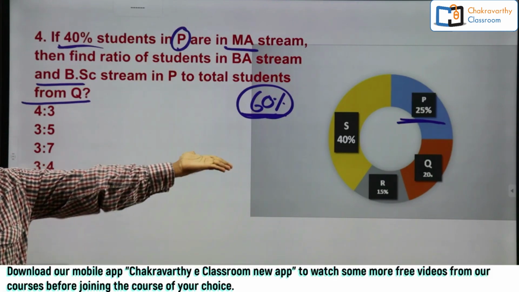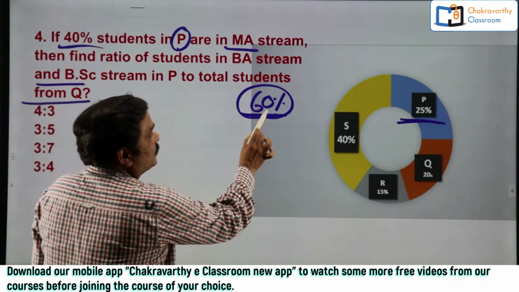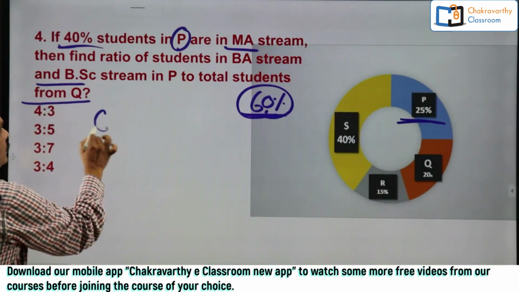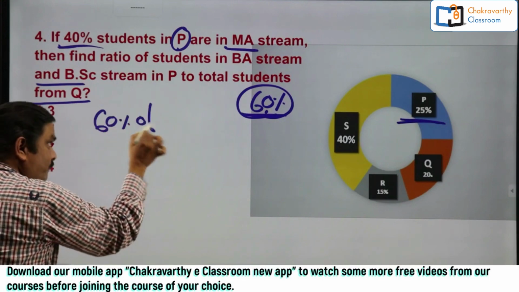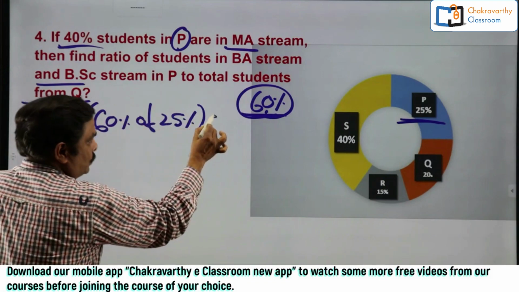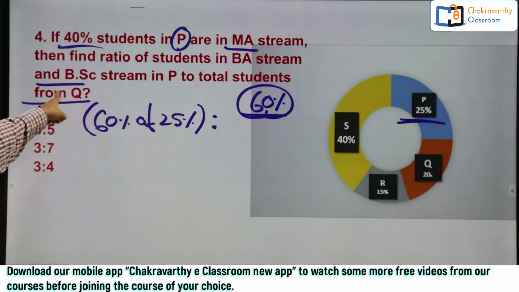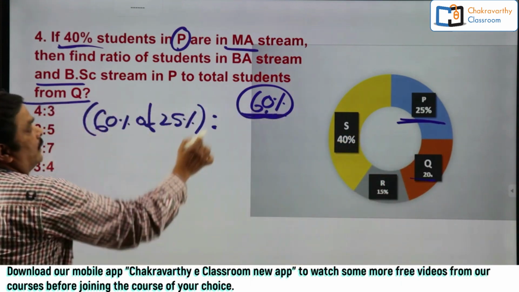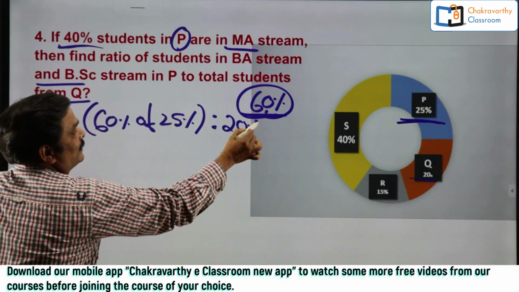Anyway, 400 is not required. Now I need to go for 60% of this 25%. I need to go for 60% of these 25% students, relative to the total students from college Q. College Q total students is 20%. That's it. This is my answer.